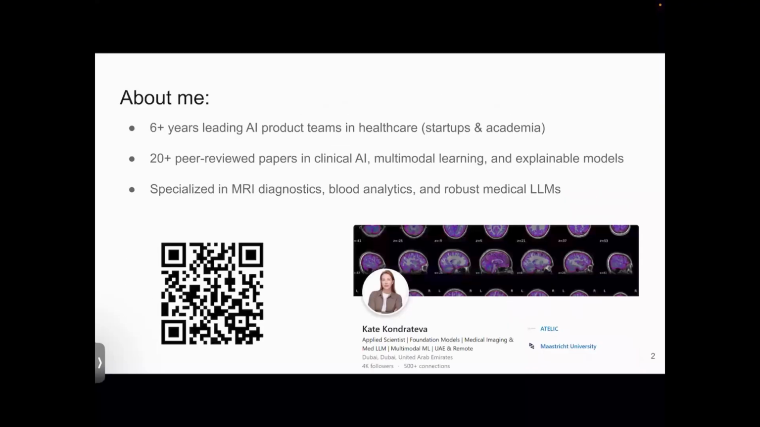So why and how I got into the topic of medical LLMs. My background is mostly computer vision for medical images. I came from academia, but currently I am leading teams in healthcare startups. And my thing is robust models, which will not lose their accuracy with switching the domain. I really love to talk about MRI and brain MRI in particular, but today we will be focusing on medical LLMs.